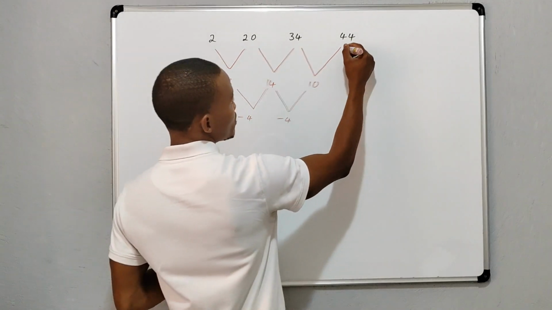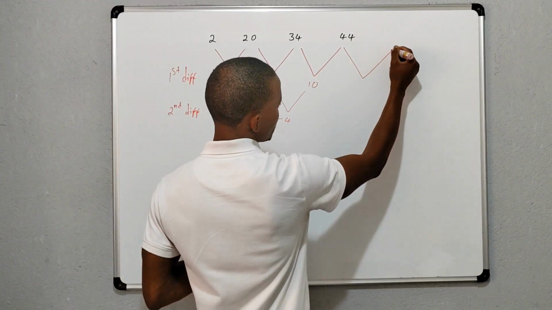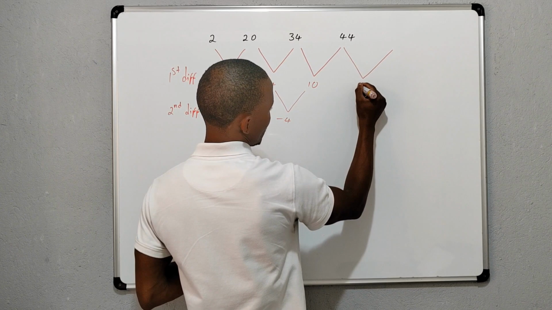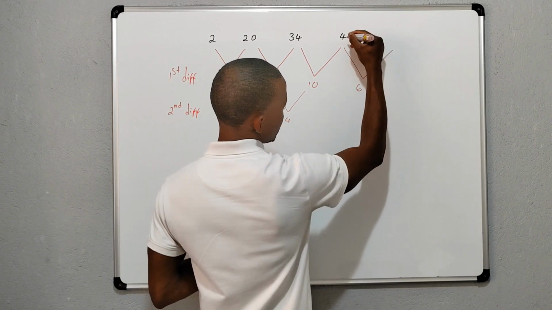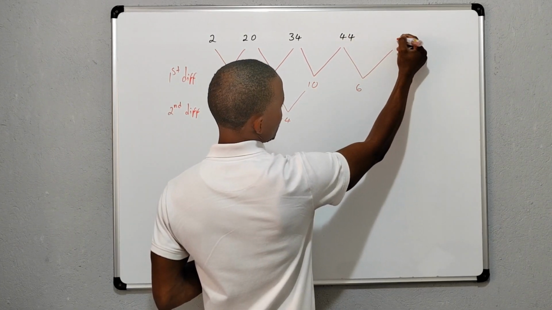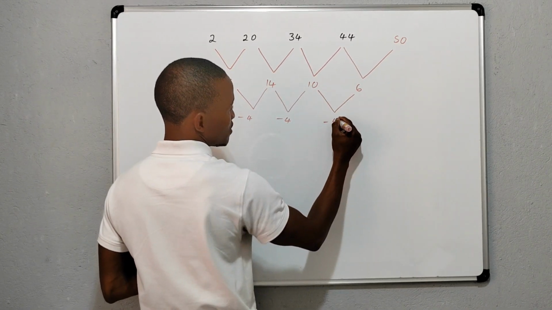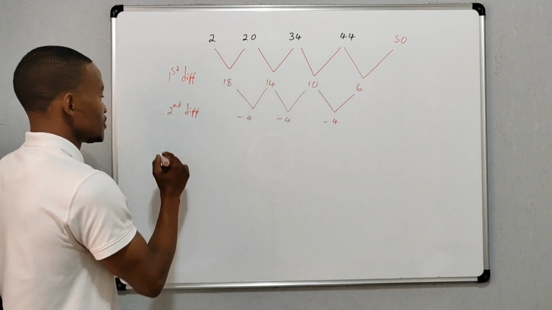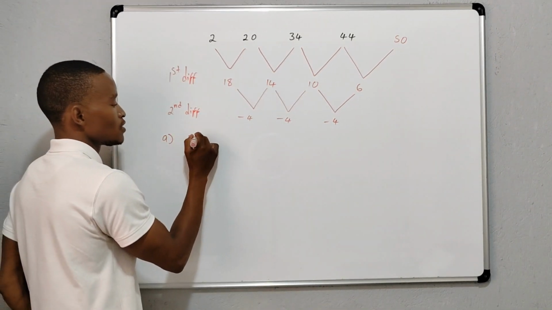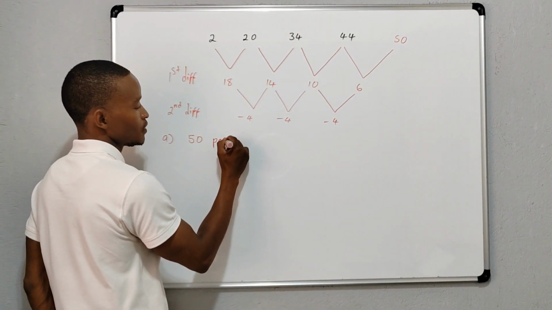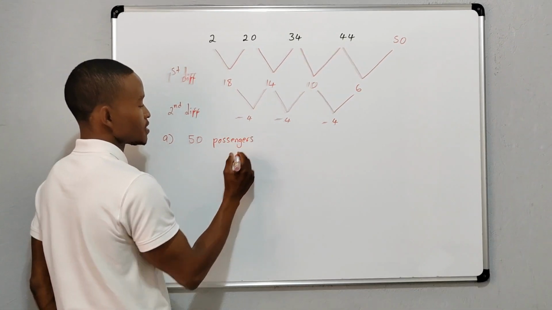Okay, so should we continue this investigation, we'll definitely have a 6 there, and that will give you a 50. Okay, and it continues to have a second constant difference there. So definitely the answer for A is 50 passengers.